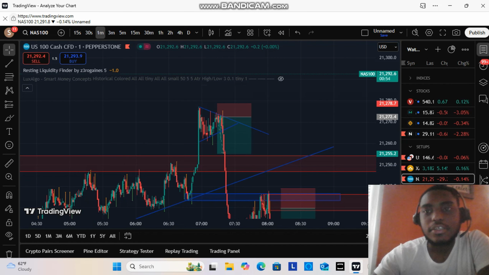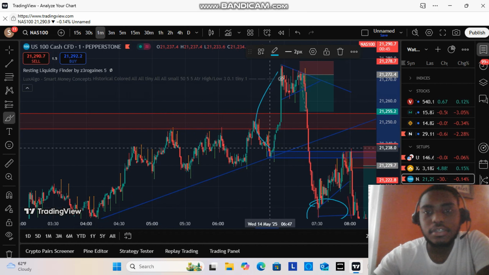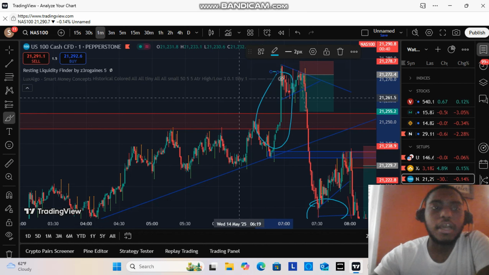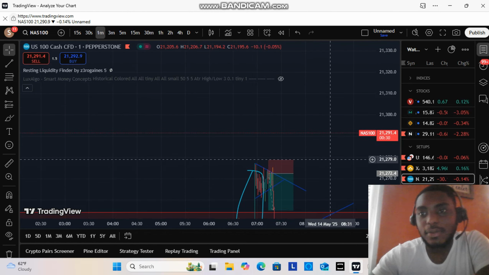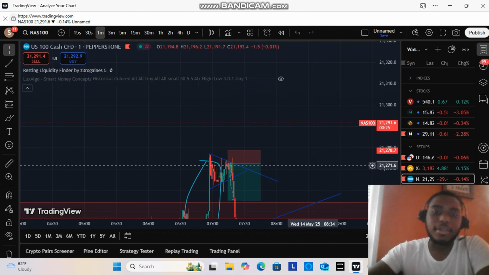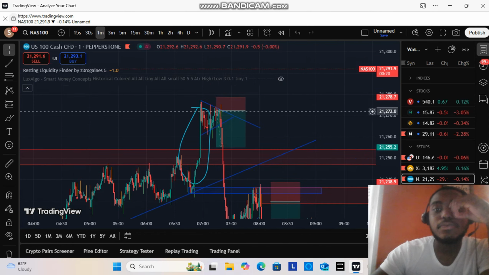Because if you see down here, you see these big green candles. This needs to be swept out, and Nasdaq has already been going high, you feel me? Nasdaq already going high, so do you really think it's gonna go higher all the way up to 21,300? But it is Nasdaq. It's gonna do what it wants to do. You can't tell it what to do.